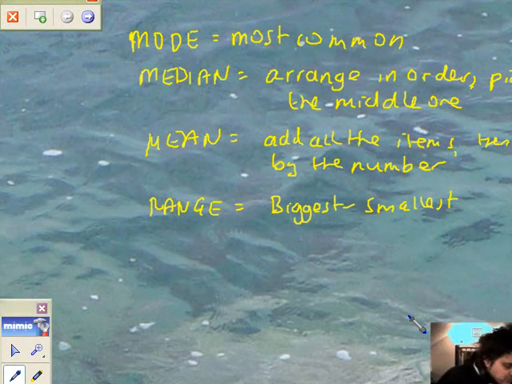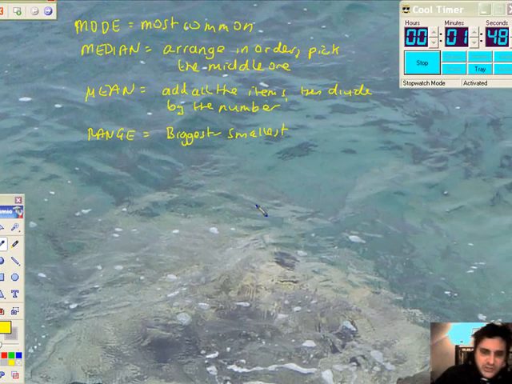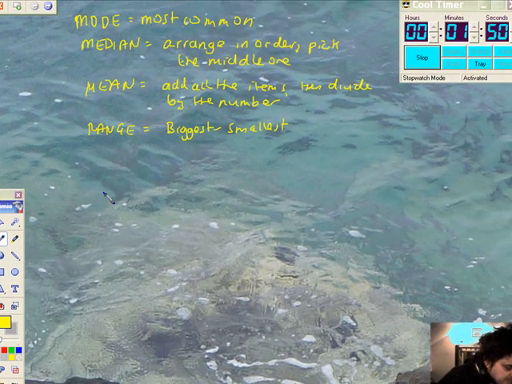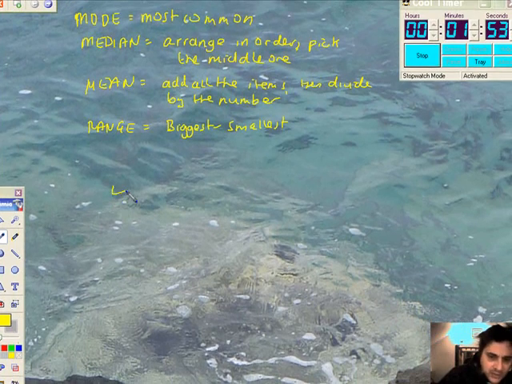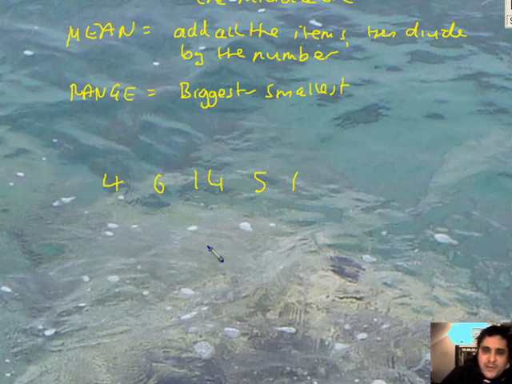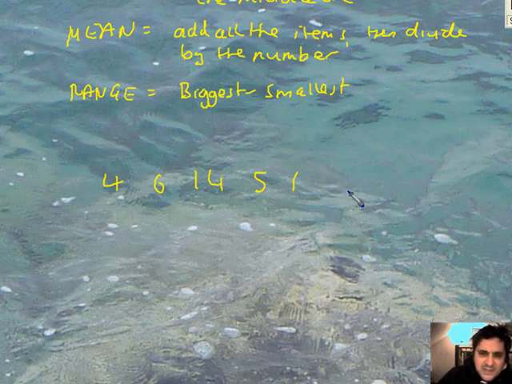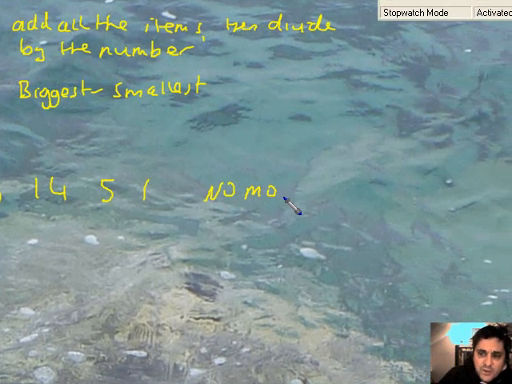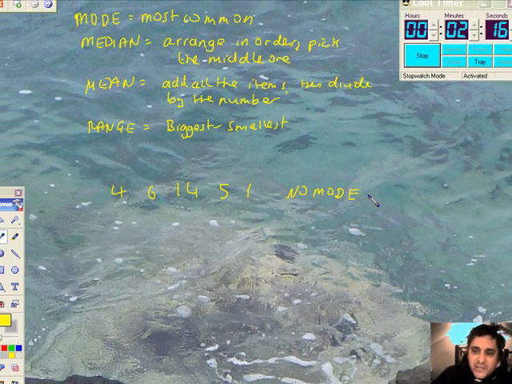Right, let's just tackle some questions. 6.1, I'm going to go for the very first question. I've got a list of numbers: a 4, a 6, a 14, a 5, and a 1. I've got to work out mode, median, mean, and range. Well, let's just do the mode first. The most common, there isn't a mode. There is no common number in the list, there's one of each. There's no mode.